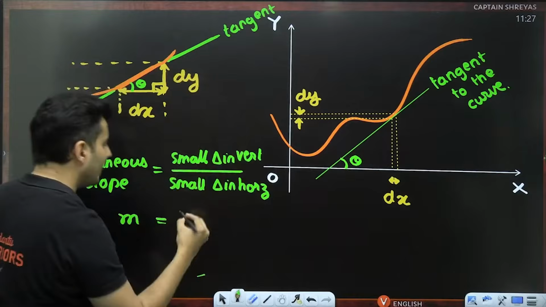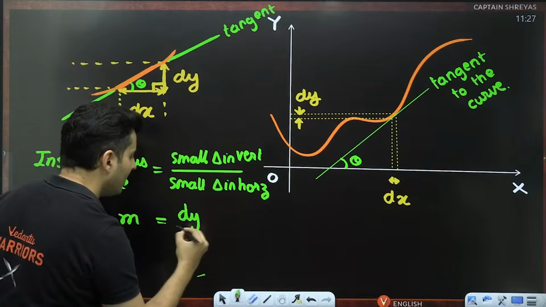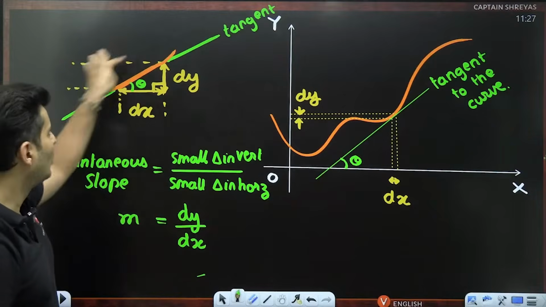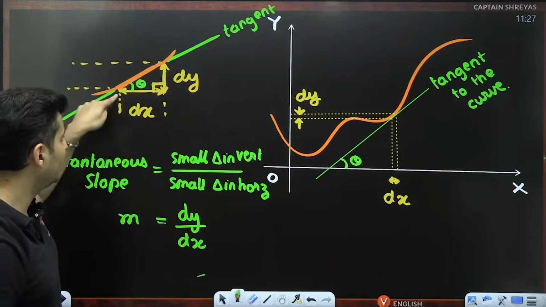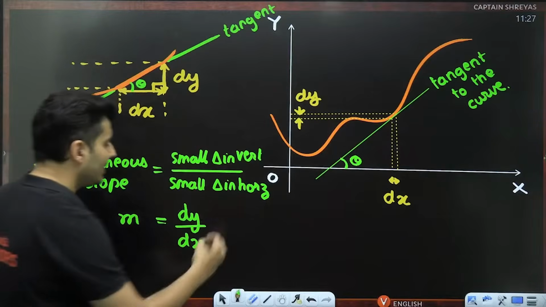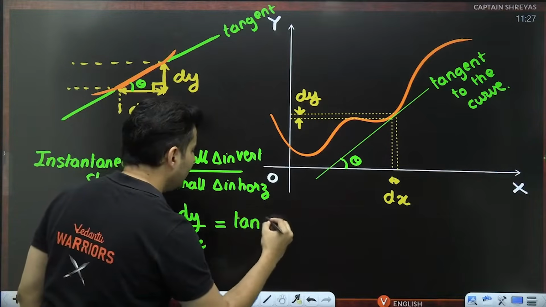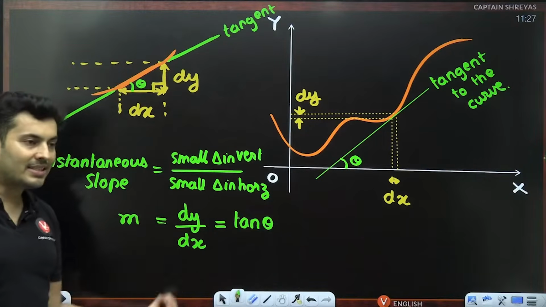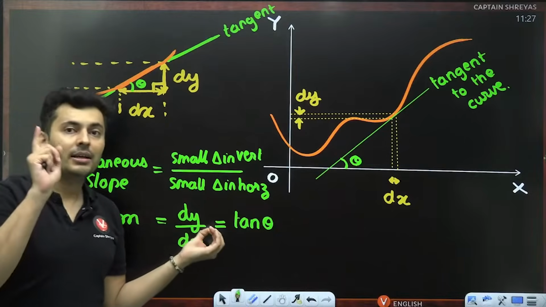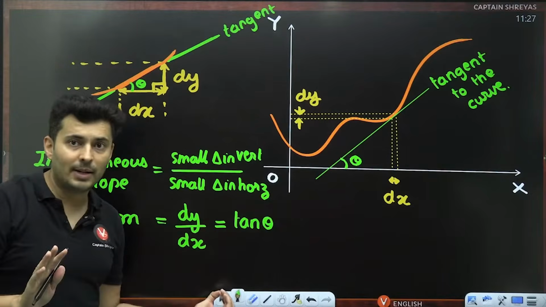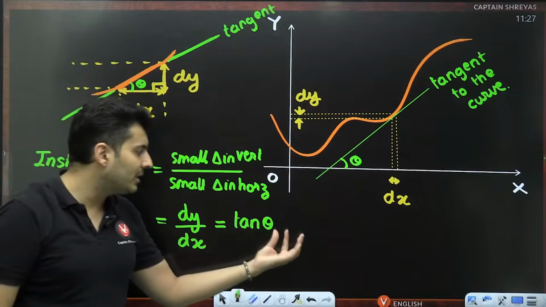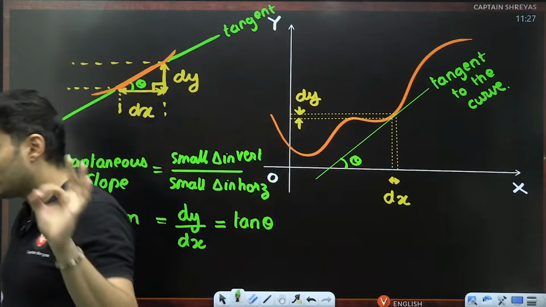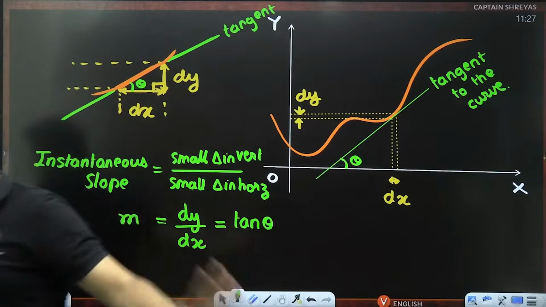That small change in the vertical in this case is nothing but dy, and the small change in the horizontal is nothing but dx. But the best part, if you look at this triangle, dy is opposite, dx is adjacent for theta. So hence, is it not tan of theta? That's it. So instantaneous slope is represented as dy by dx, not delta y by delta x. That is also tan of theta. Theta is the angle made by the tangent with the horizontal line.